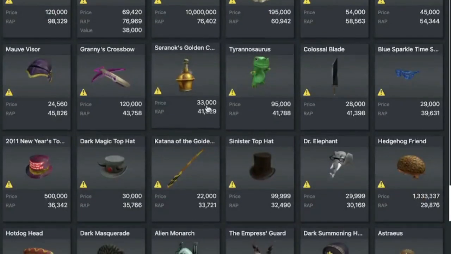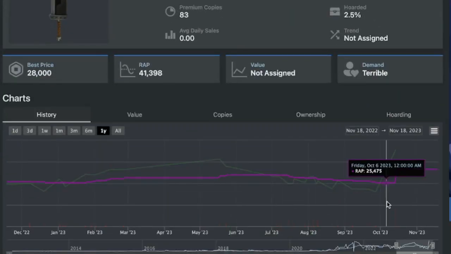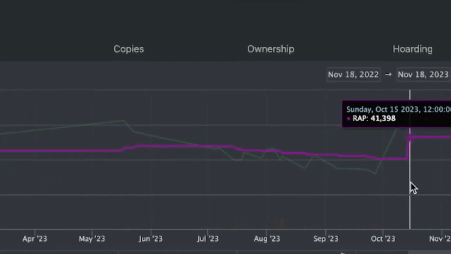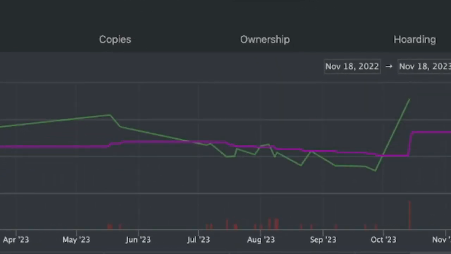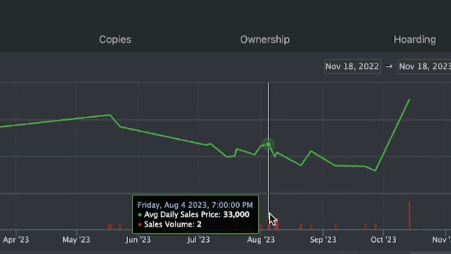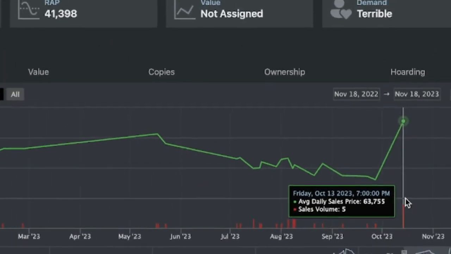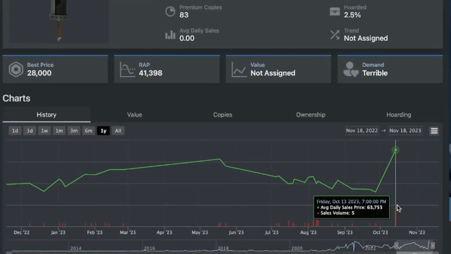So for example, you have something like Colossal Blade. If we click on this item really quickly, you can see that this item sold for a lot. You can see here it was at 25,000 RAP and it just went to 41,000 for no reason. If we click right here, you might have noticed that it sold 5 times this day. As you can usually see, it only sells like 1 or 2 times every so often, but this item sold 5 times for an average price of 62,000 Robux.